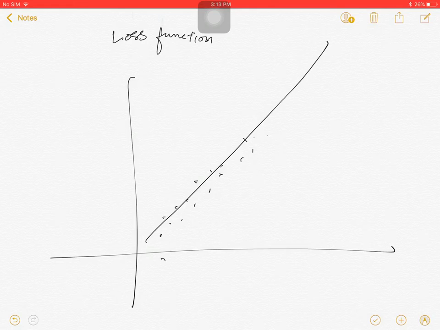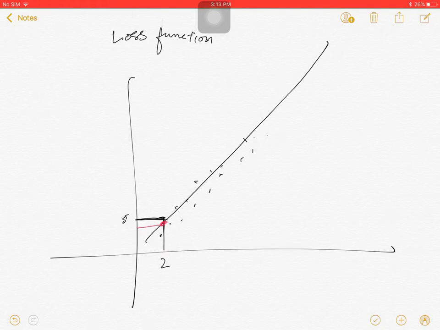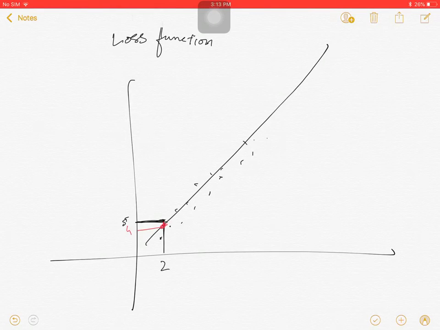So let's say the x was 2, and the actual y value of this point is, let's say, 5. But what has our model predicted, right? Something over there, so that can probably be 4. So now we need to measure the difference between these two values, 5 and 4. And what's the difference? Well, it's 1.